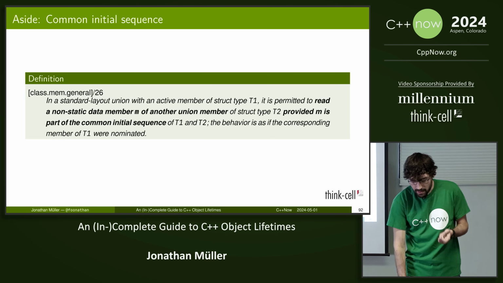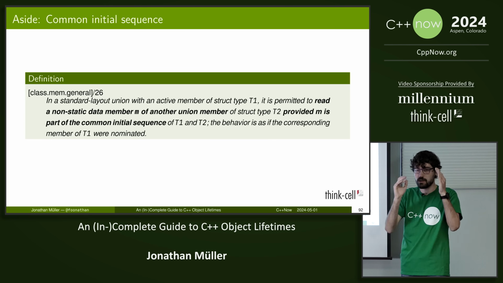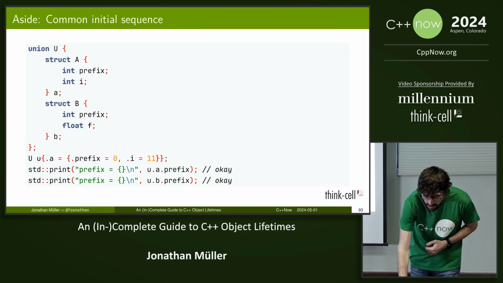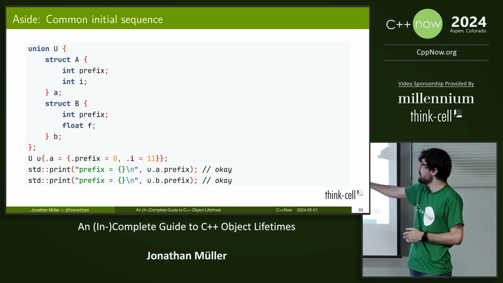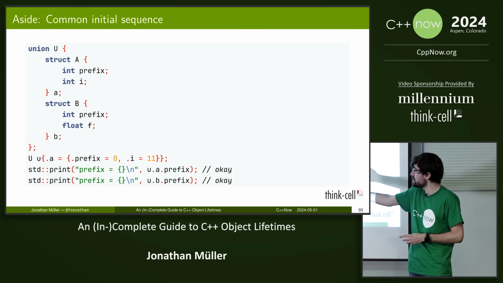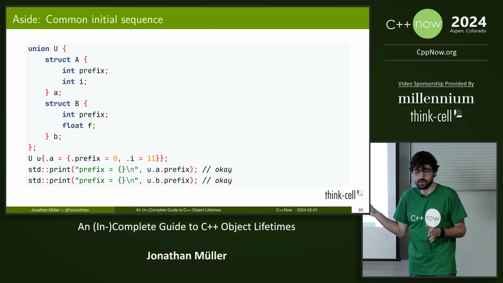There is a sort of exception, the common initial sequence. Essentially, when you've got two structs in a union and they both start with the same members, it doesn't matter. So here we've got two structs, A and B. They both have an int prefix as the first member. And it doesn't matter whether we write u.a.prefix or u.b.prefix, both have the prefix. So we are allowed to access them.